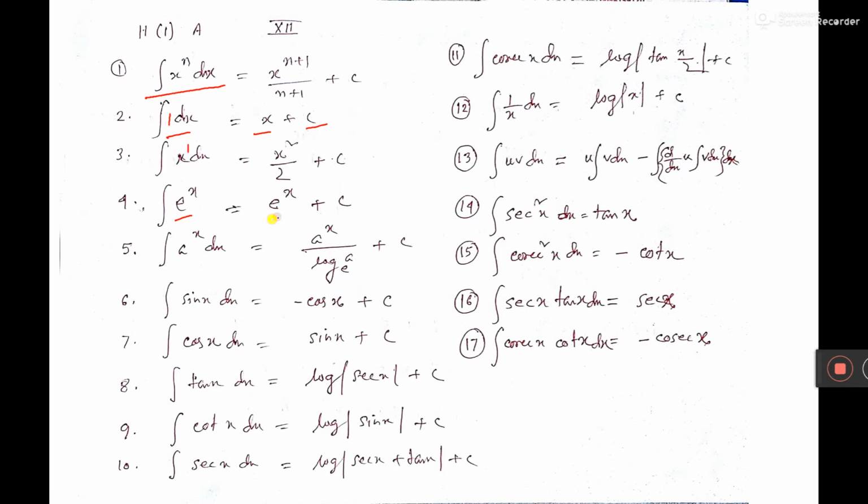Now e to the power x integration is e to the power x, because differentiation of e to the power x is also e to the power x. A to the power x integration will be a to the power x by log a base e plus c.